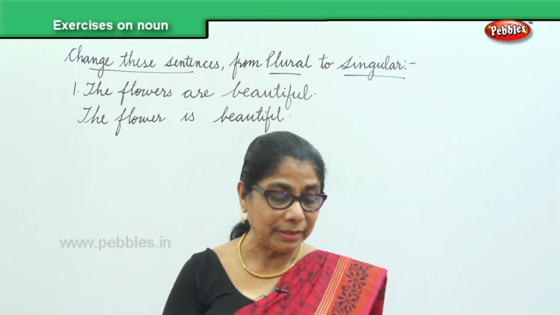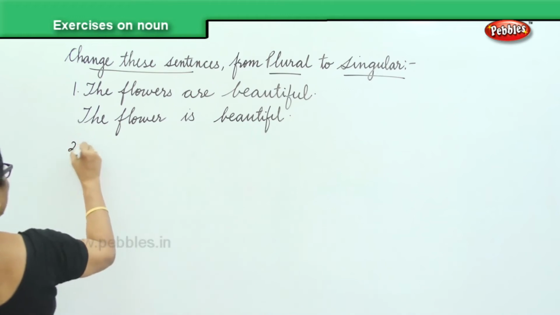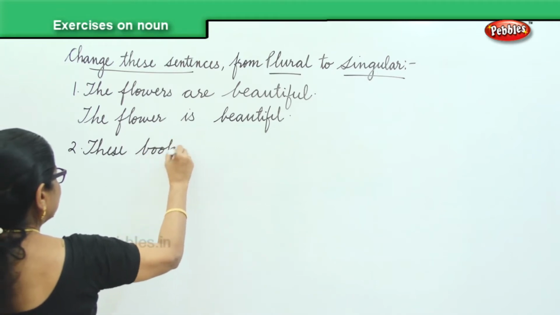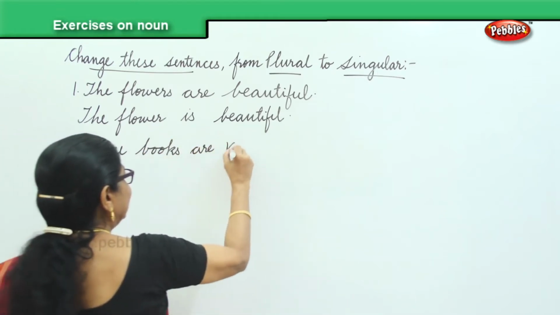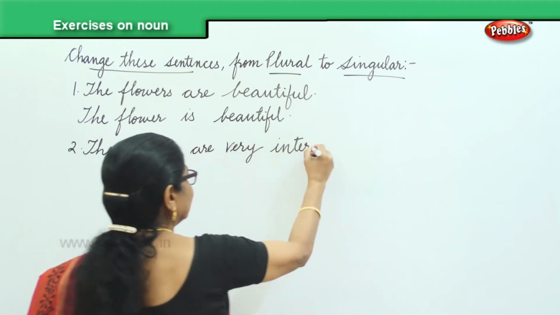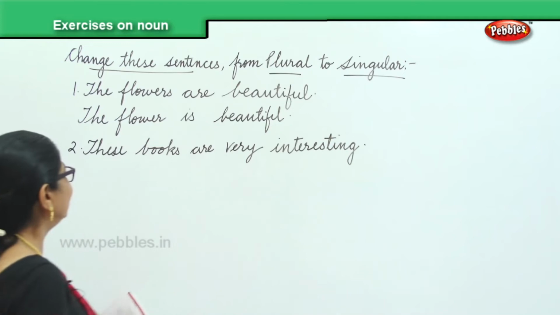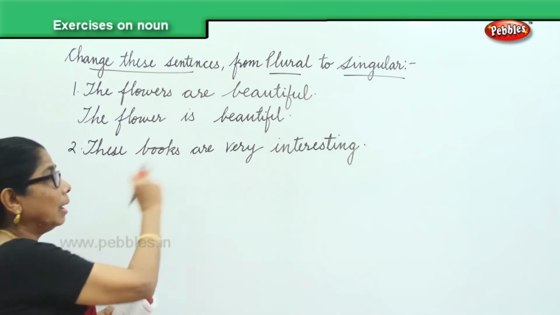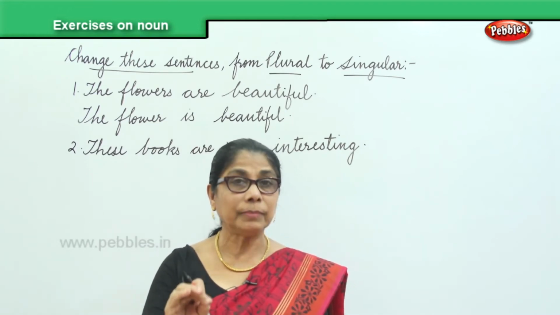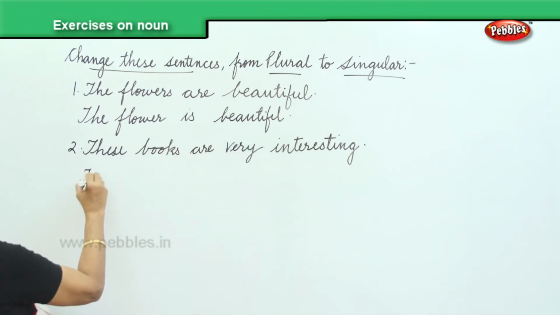The next sentence I have here is, these books are very interesting. These books are very interesting. You have here these and books and are. All these need to be changed. So what will you say? This book. This book is. So these will become this.